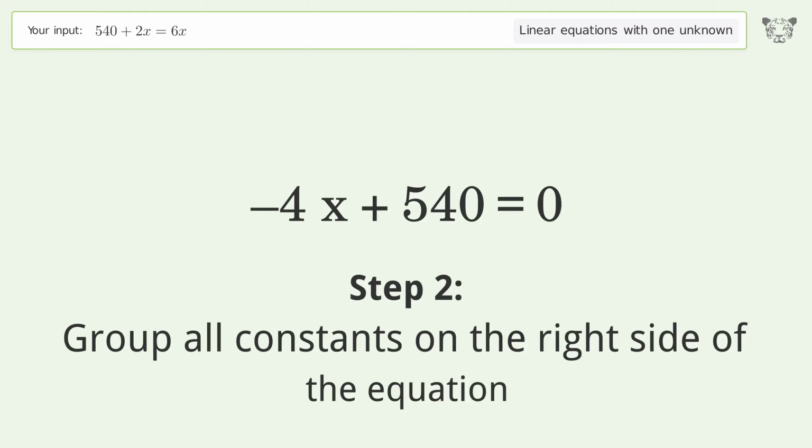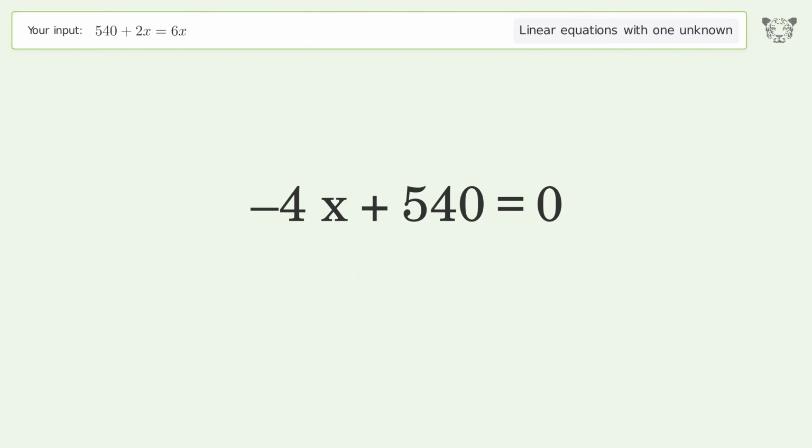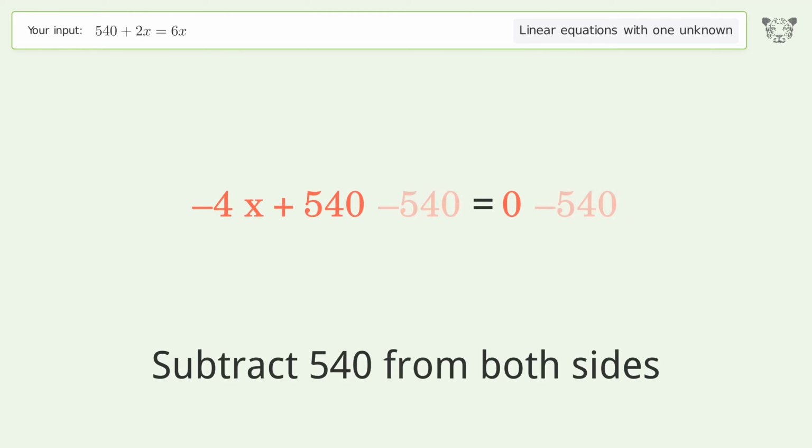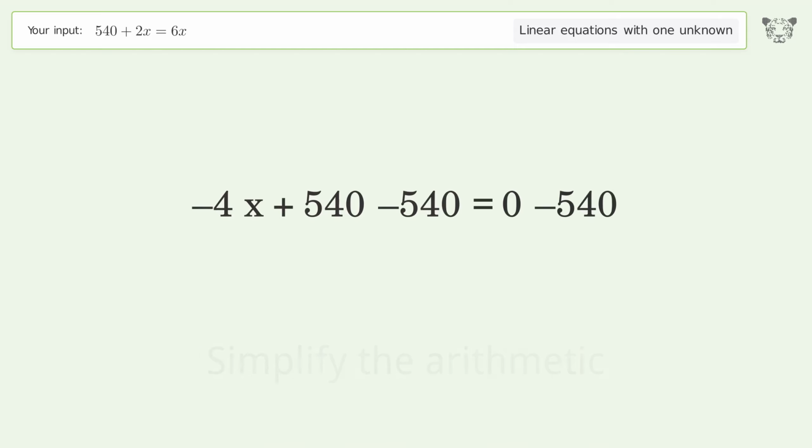Group all constants on the right side of the equation. Subtract 540 from both sides. Simplify the arithmetic.